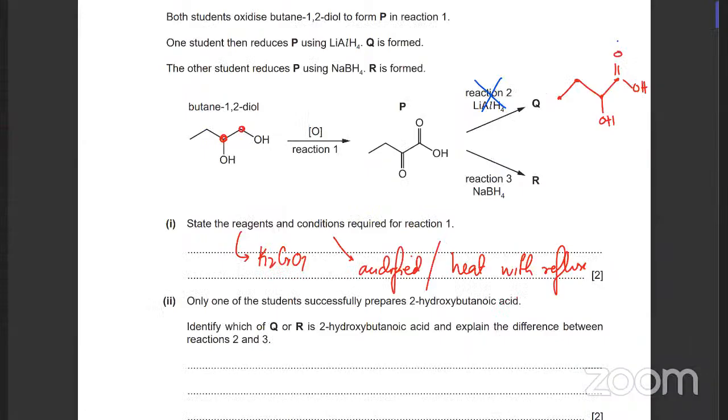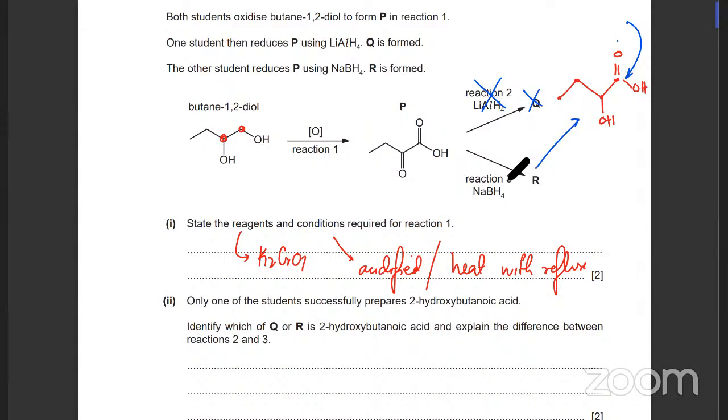So the problem with Q is that even this carboxylic acid will get reduced back to an alcohol. Is that clear? So that's the wrong one. This is the right one. This is going to form this thing.